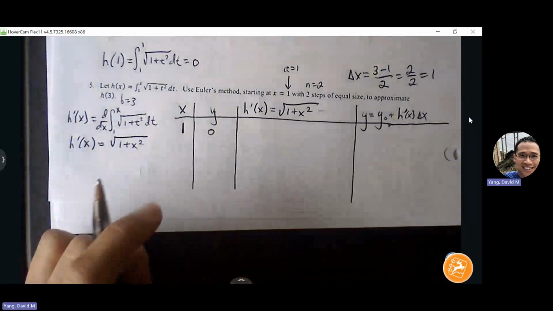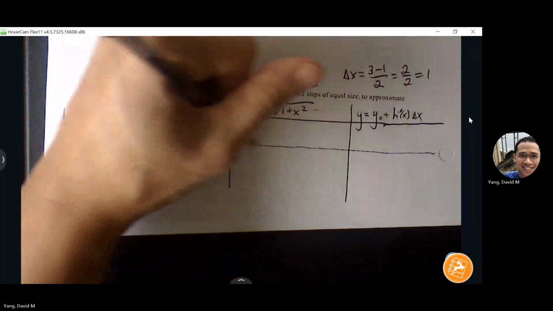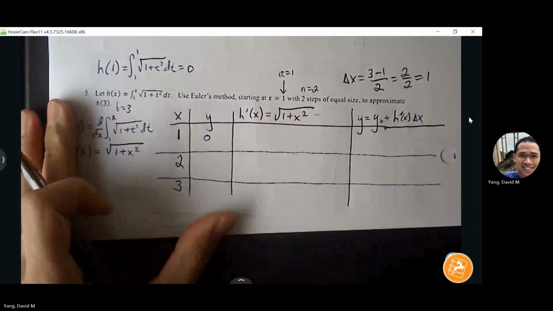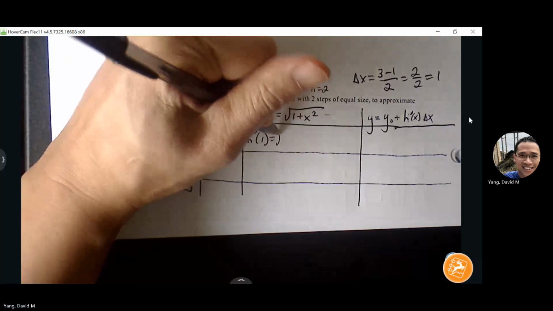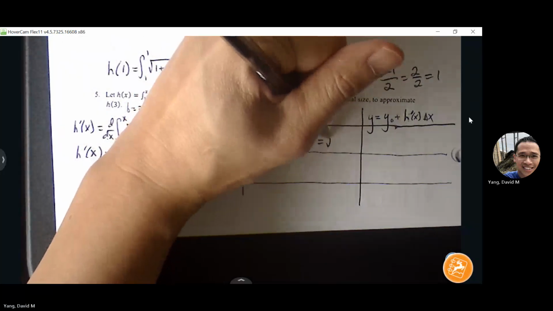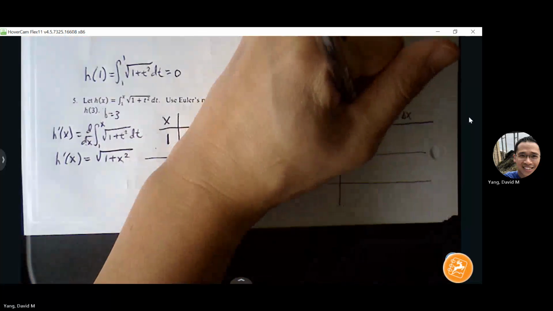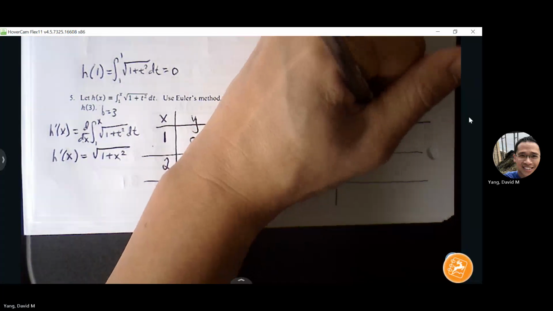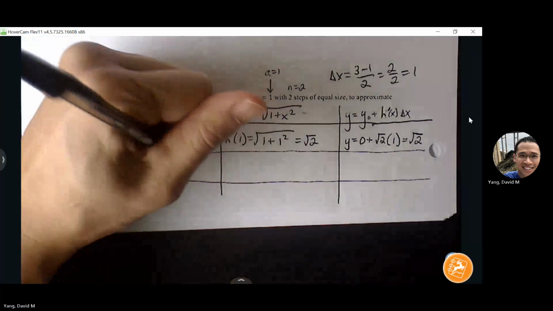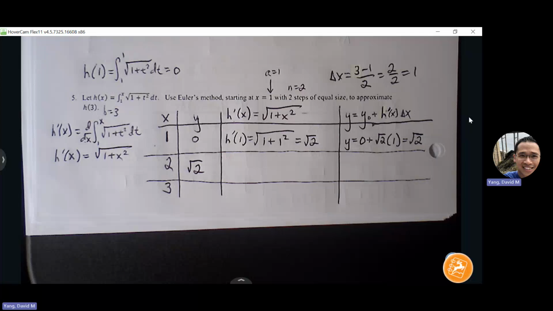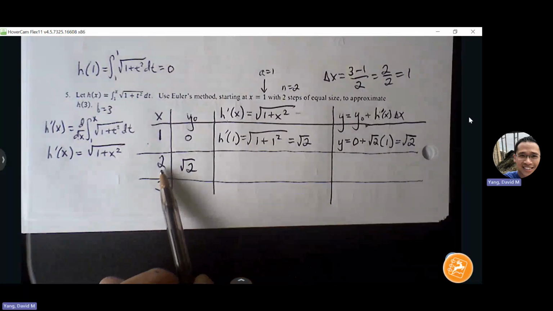Okay, so now we're just gathering information, right? We have our step size being 1. We want to go from 1 to 2, and then from 2 to 3. Okay, h prime of 1. Let's get to my slope here. Copy the new y value to the y sub 0 on the second row. Repeat the process. H prime is just root of 1 plus 2 squared.